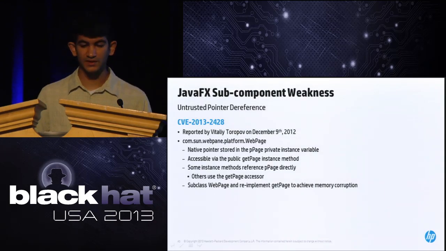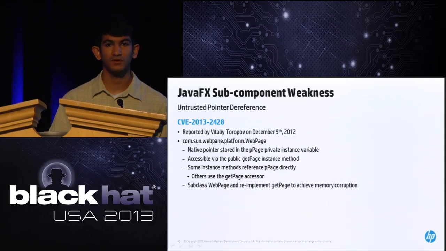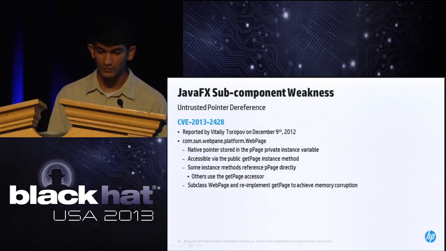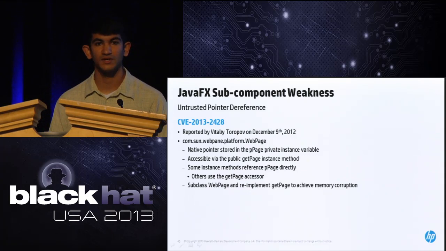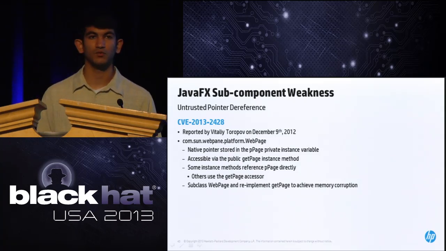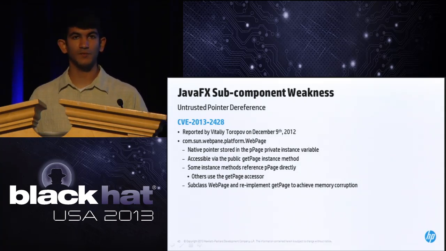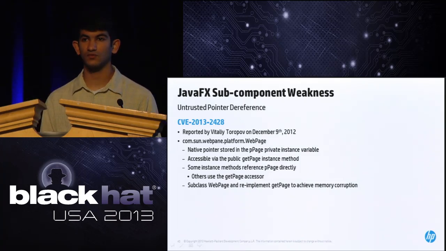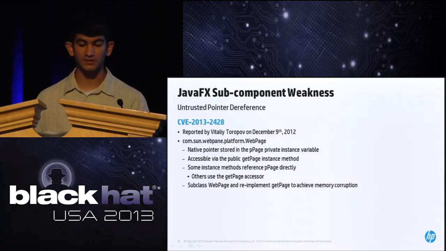All right, so the last vulnerability is in the JavaFX subcomponent, and it's an untrusted pointer dereference. CVE 2013-2428 was reported to us by Vitaly Toropov on December 9th of 2012. It exists in ComSun WebPane platform.webpage, and the issue is WebPage has a bunch of native functions that are called using JNI. One of them allocates a buffer in CLand and returns a pointer, which then gets stored in JavaLand as an instance variable known as ppage.